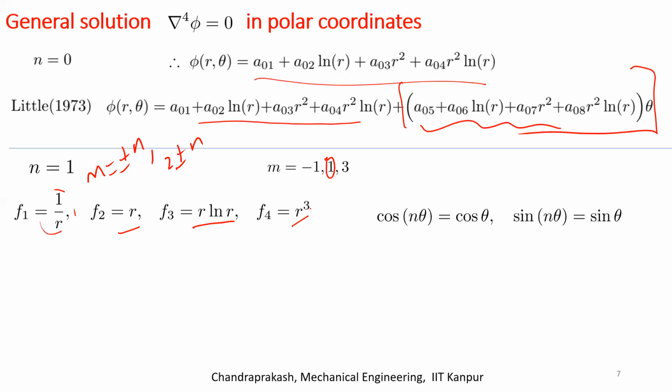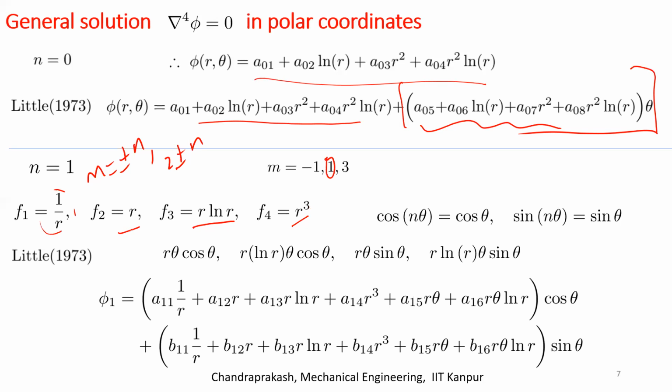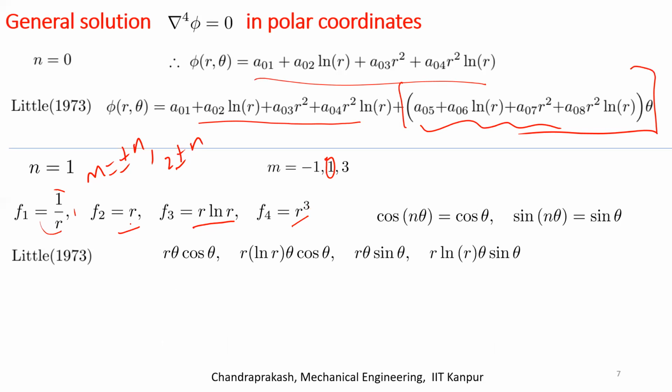Right? So let us write the whole full function. Before we write that, let us also account for the terms which the scientist Little has also identified. Apart from your 4 terms, apart from your 1 by r, r, r times log r and r cube terms, you also have another set of 4 terms which will also satisfy provided you multiply them with theta everywhere.